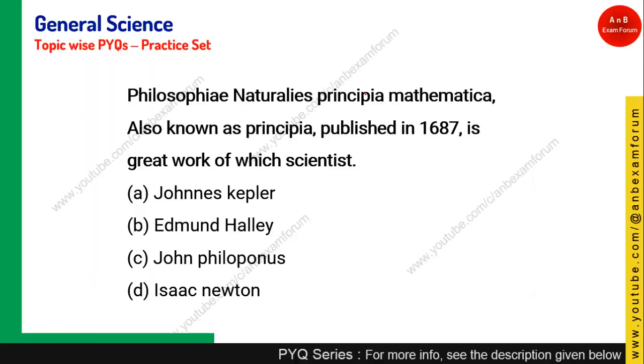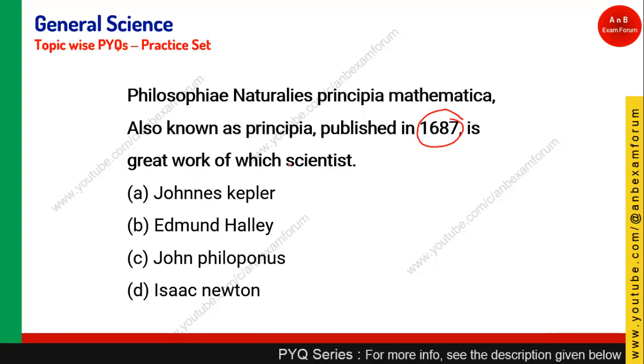Philosophiae Naturalis Principia Mathematica, which is also known as Principia, published in 1687, is a great work of which scientist? Basically, this is the book written by Sir Isaac Newton, which has these three Newton's laws. This book has the three laws of motion, published by the great scientist Isaac Newton. So option D is the right answer.